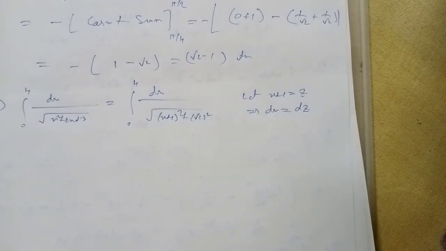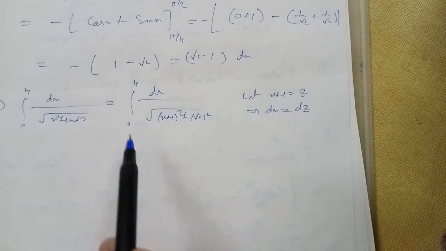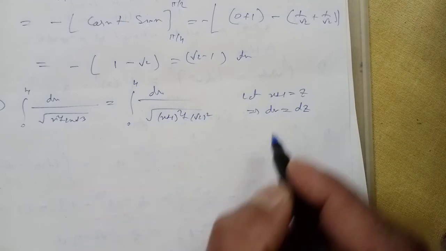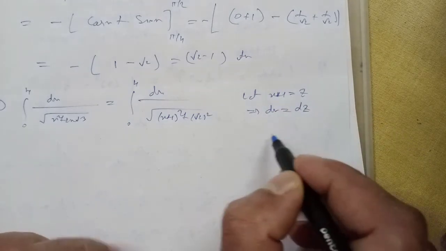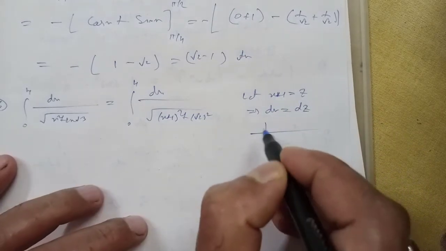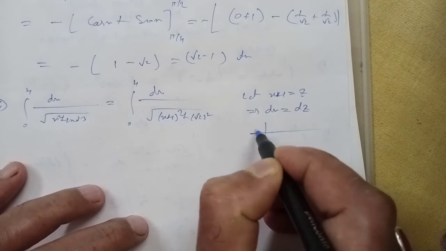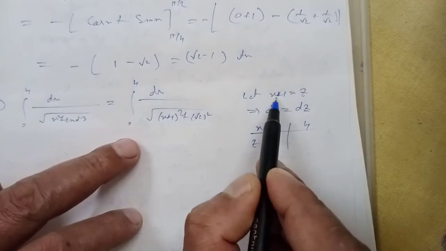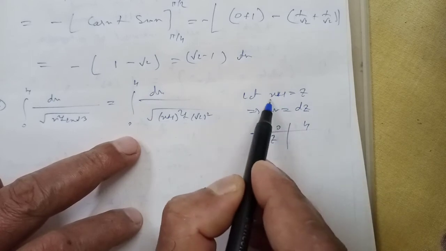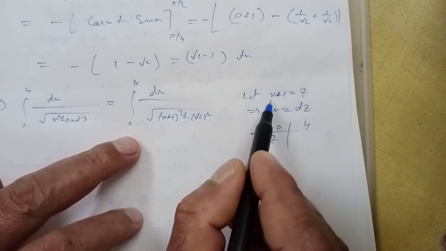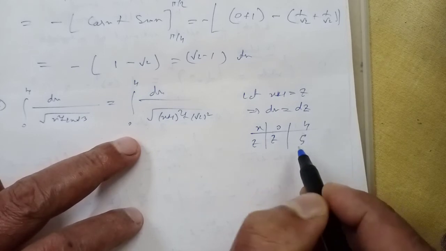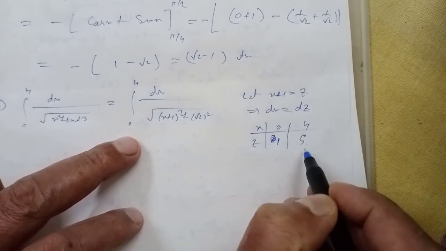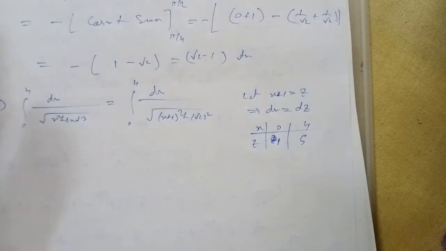But one thing you should remember: while solving a given integral using substitution, you have to change the limits according to your substitution. For changing the limits, form such a table. x, z. Values of x are 0 and 4. Now when x equals 0, z is 1. If you put x equals 4 here, you get z equal to 5. Okay, so the limit for z will be 1 to 5.